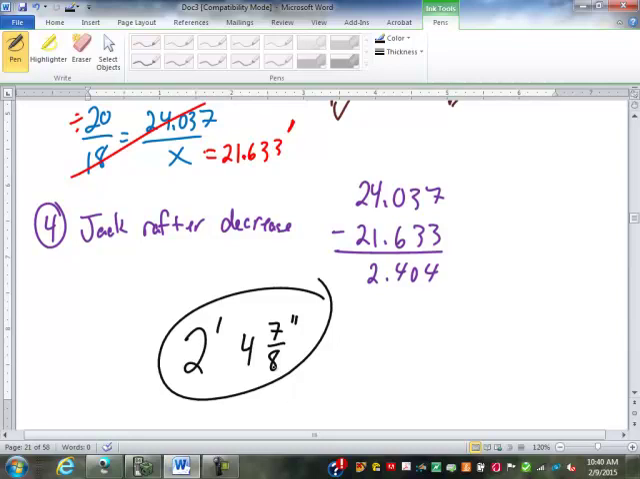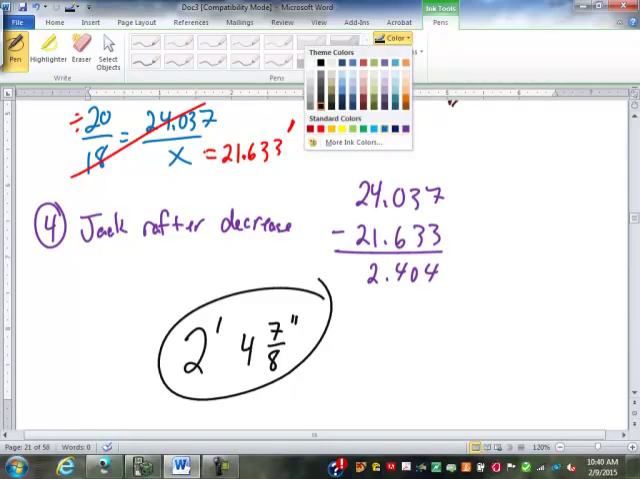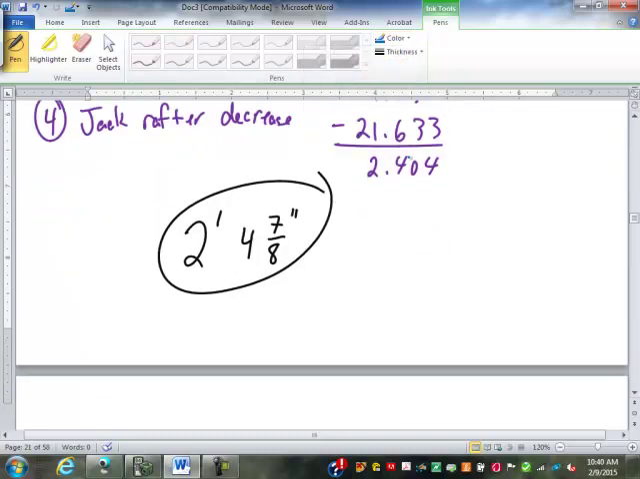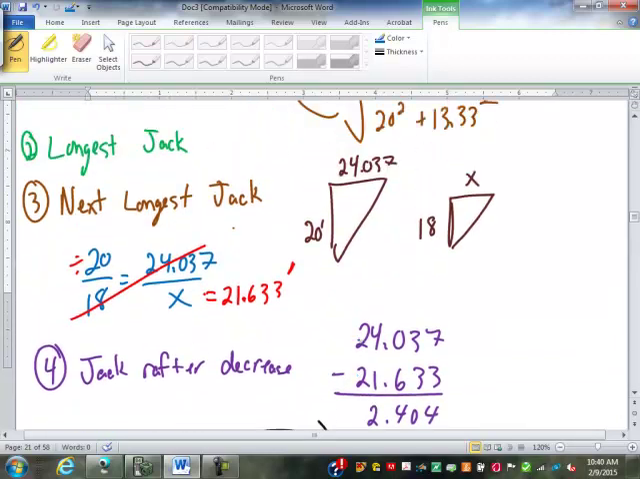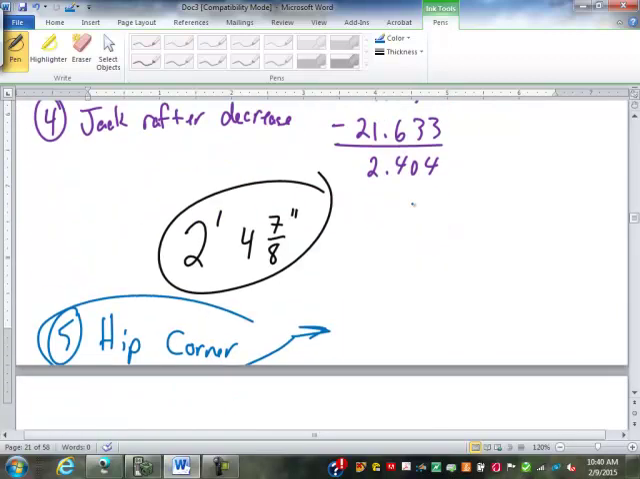We haven't done that yet. That would be the last thing we could find here, the corner, the hip rafter. Well, we didn't find that yet. Hip corner. It's not even really step 5. We can do it actually pretty much anywhere from step 3 to 5. But the hip corner is just this hypotenuse on this triangle. So that's just the square root of the 24.037 squared plus 20 squared.